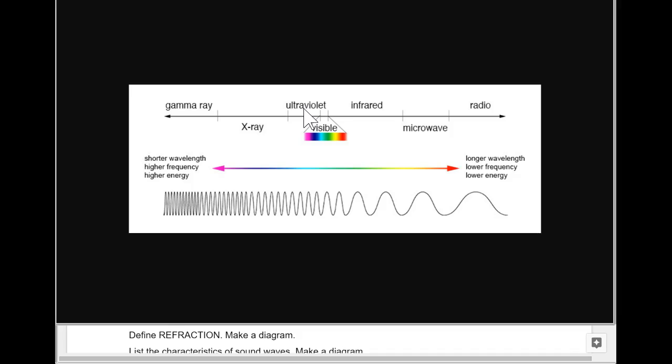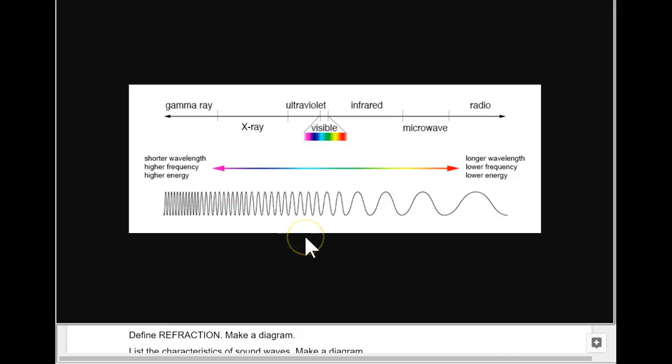Ultraviolet, these are light rays that are above the violet color. This is what gives you sunburn when you go to the beach. X-rays are in this region here, and this is what medical technology uses to look through your body to look at bones. Gamma rays are the results of radioactive decay, and these are the most powerful, the highest energy waves on the electromagnetic spectrum. They'll go through just about everything.